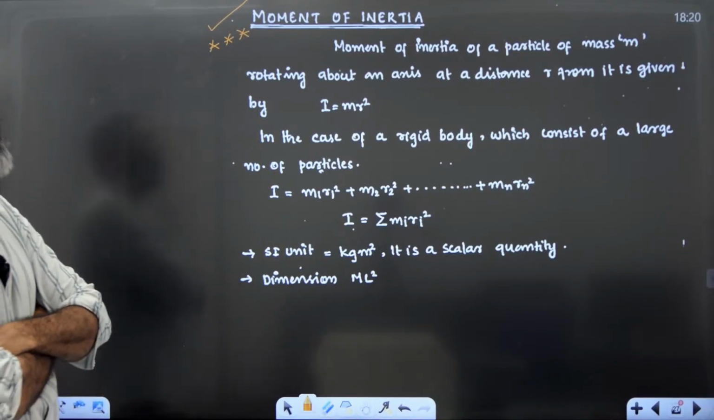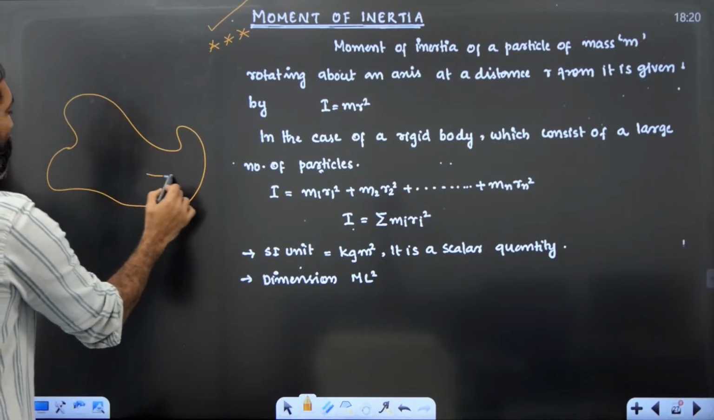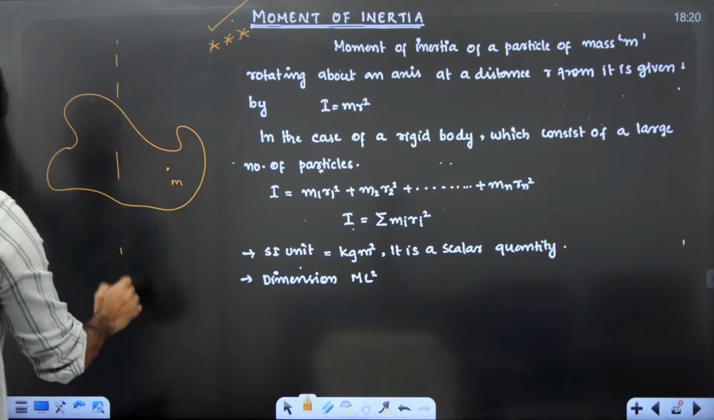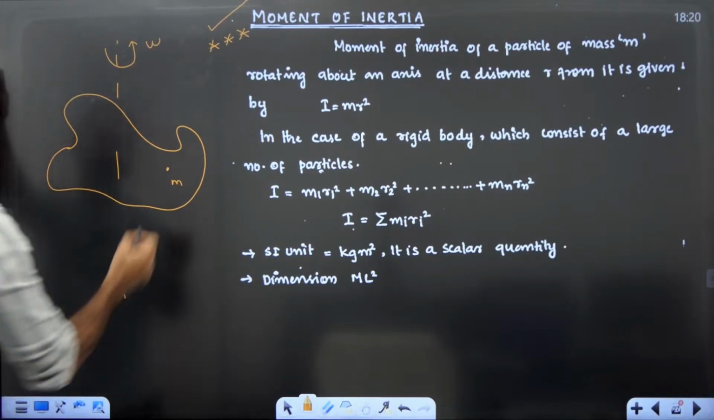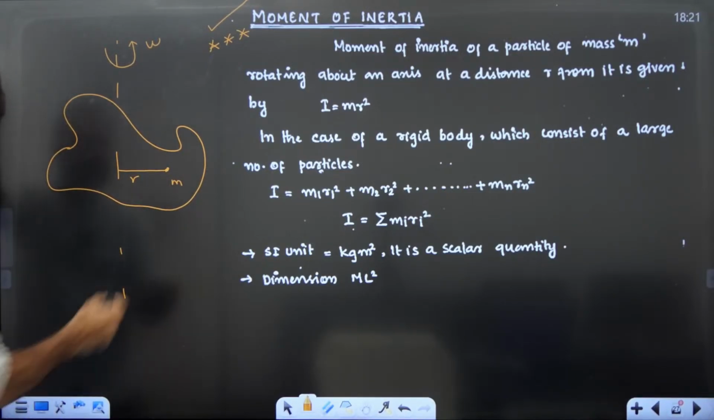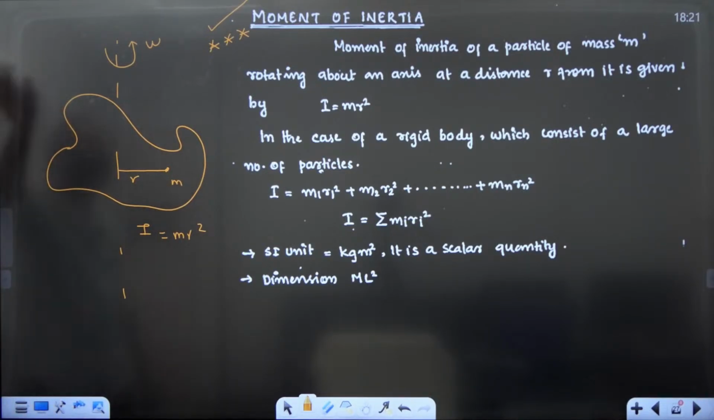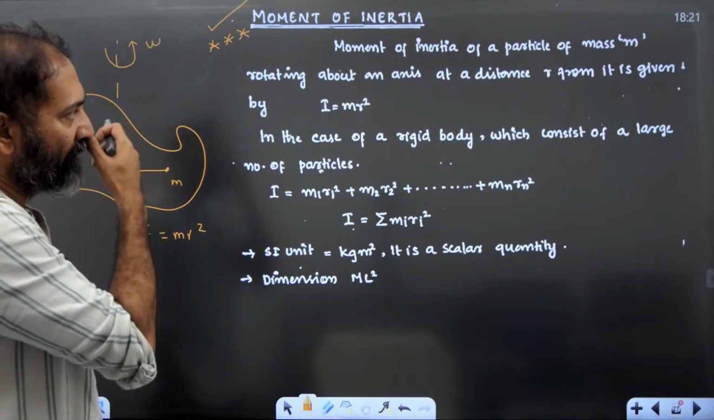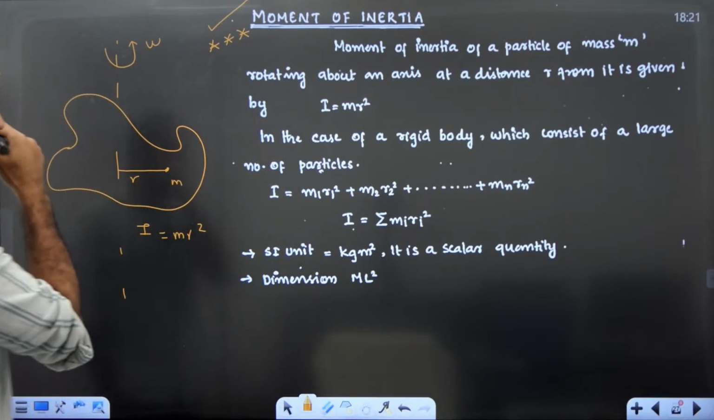Moment of inertia of a particle of mass m. Suppose there is a particle of mass m at a distance r, and this body is rotating with an angular velocity omega. The distance from the axis of rotation to mass m is r. Then moment of inertia I is equal to mr square. That is, the moment of inertia of a particle of mass m rotating about an axis at a distance r from the axis is given by I equal to mr square.